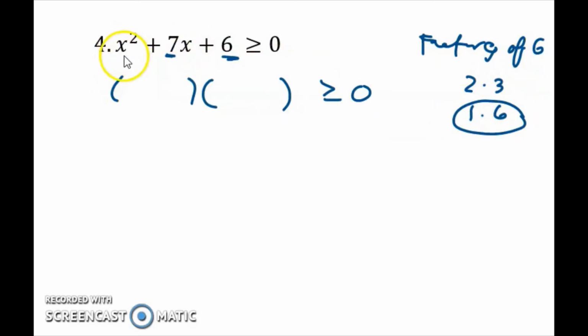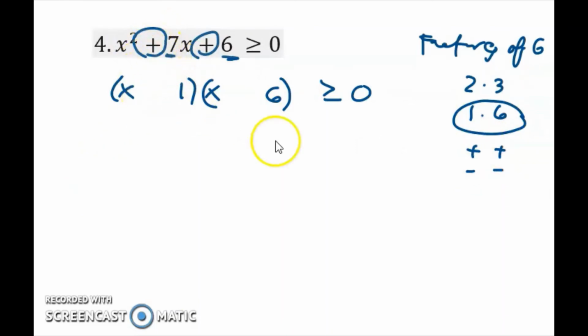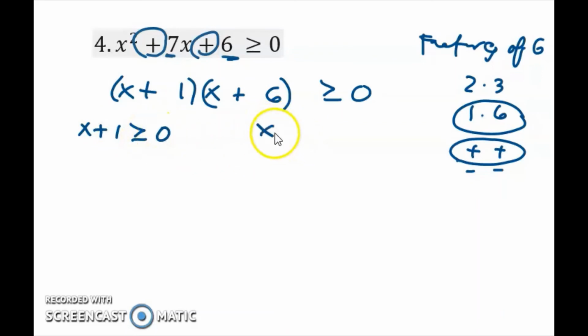Eto. So, you will have here now, since x squared to, x and then 1 and 6. And then, since positive to, ang choice nyo lang is positive, positive, or negative, negative. Pero, punta kayo sa middle term para malaman nyo kung anong gagamitin nyo. Since ang middle term natin ay positive, ibig sabihin, eto yun. So, we have here positive and then positive. Okay, so now we can have it solved. So, we have x plus 1 is greater than or equal to 0, and then x plus 6 is greater than or equal to 0. And then, we simply transpose this one.